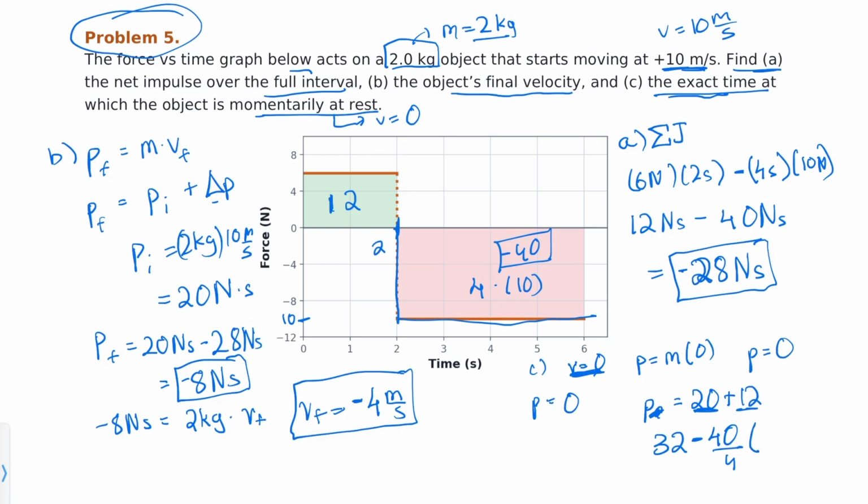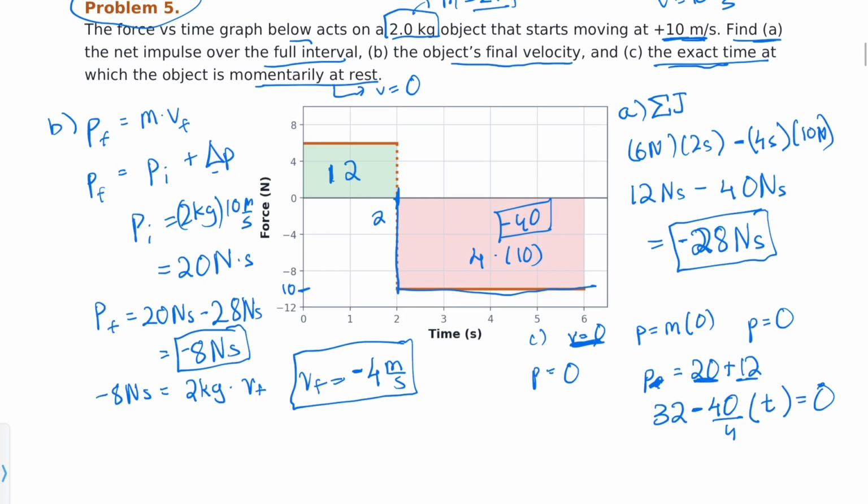And that's going to be times t is equal to 0. So you can find when exactly you hit that. 32 minus 10t is equal to 0. t is equal to 32 over 10, or t is equal to 3.2 seconds.